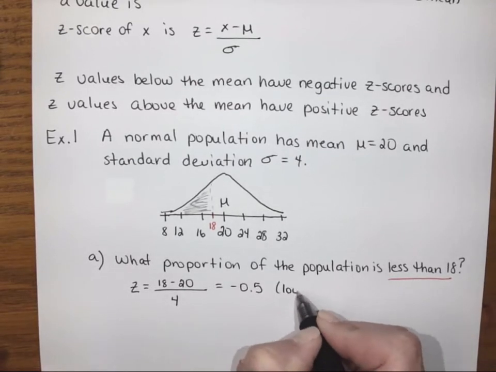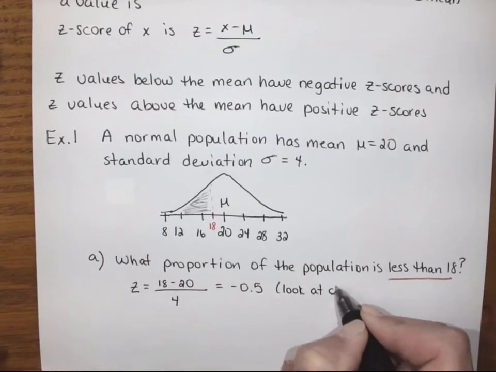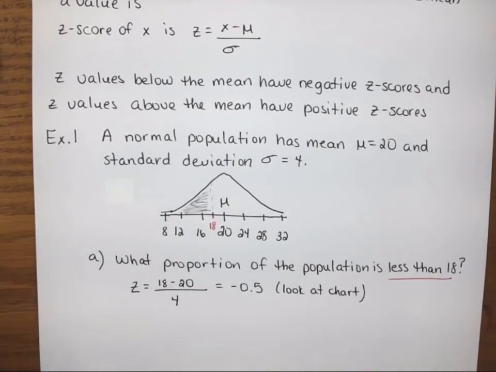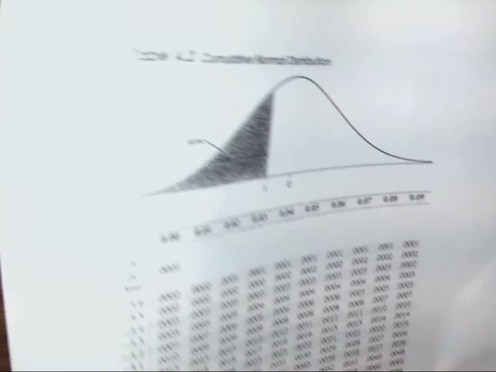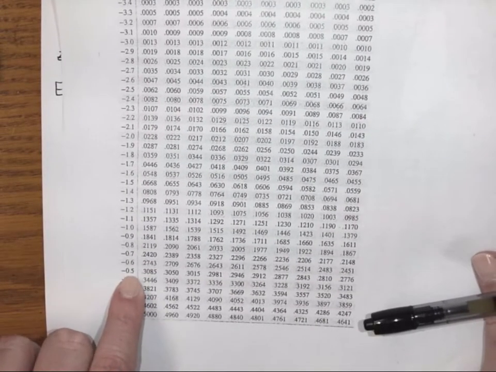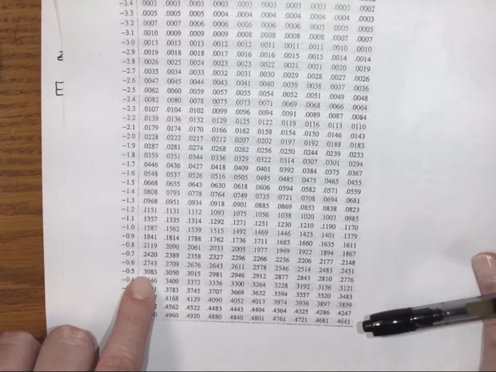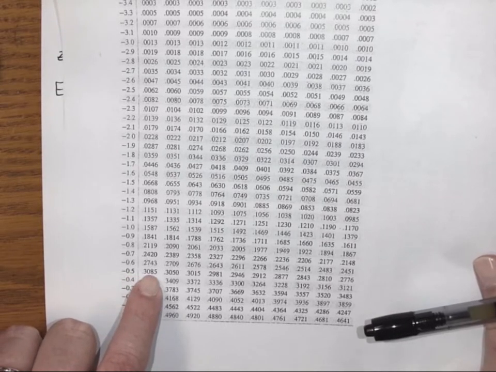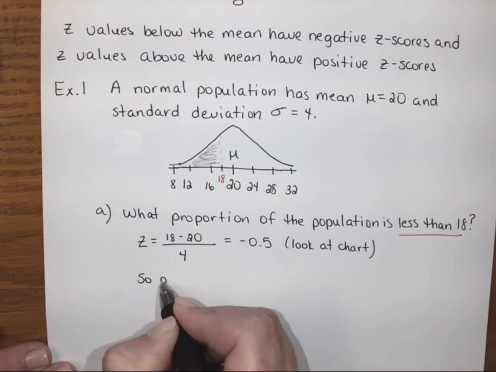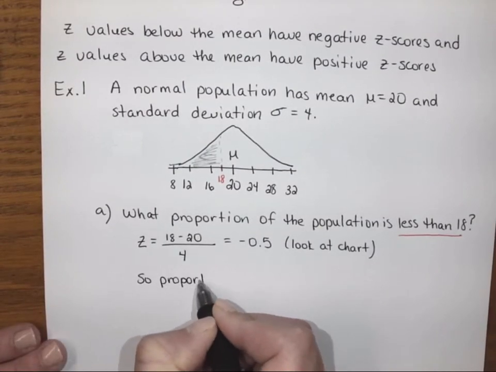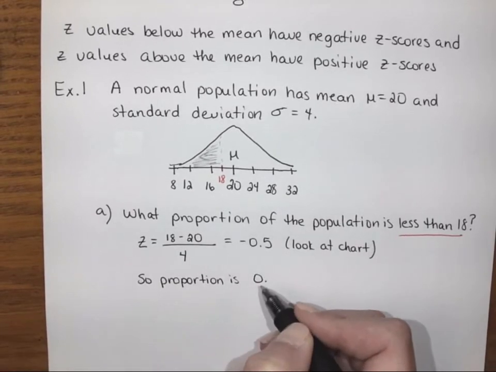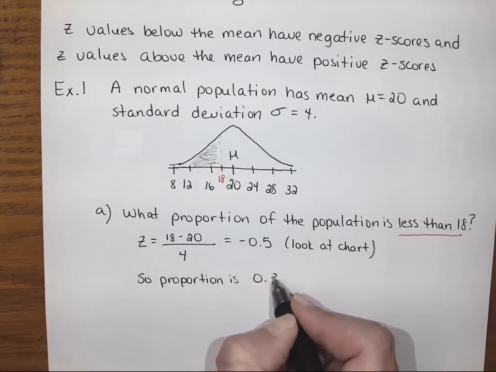So you're going to look at the chart. Just to remind you, negative z-scores are on one side, positives are on another side. So we want 0.5, and notice it's 0.5 with nothing after it, so we assume that to be 0. So it's going to be this first one, 0.3085. So the proportion we're looking at is going to be 0.3085.